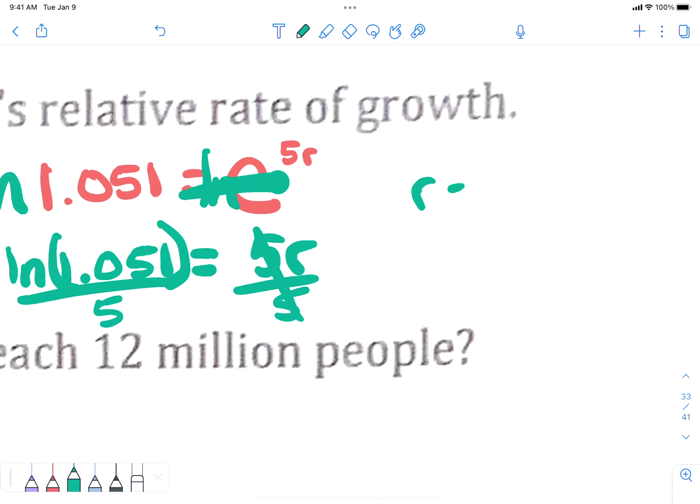So r is going to be 0.0. That's not what Ellie got.